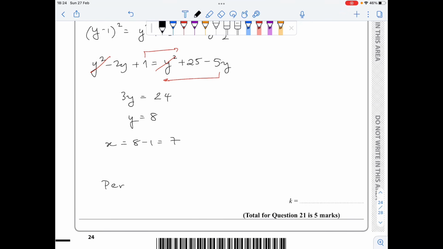So the perimeter equals x plus y plus 5. That's 7 plus 8 plus 5, which comes out to be 20.